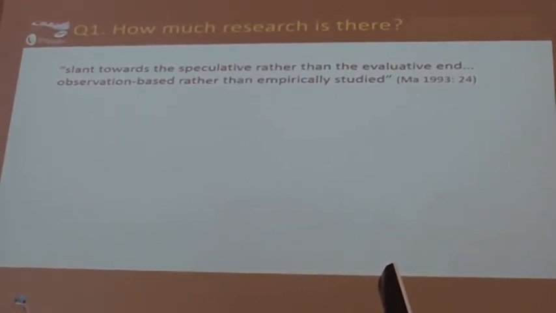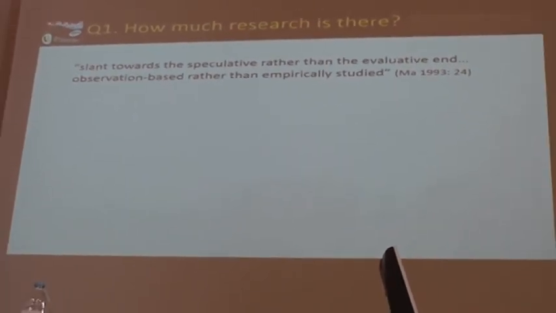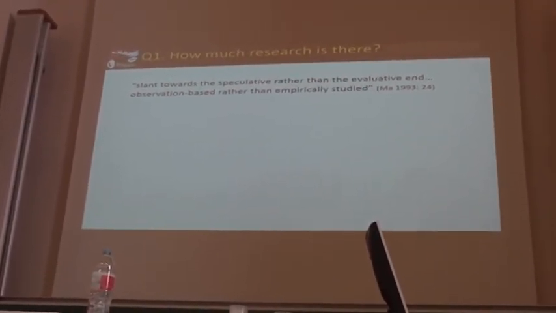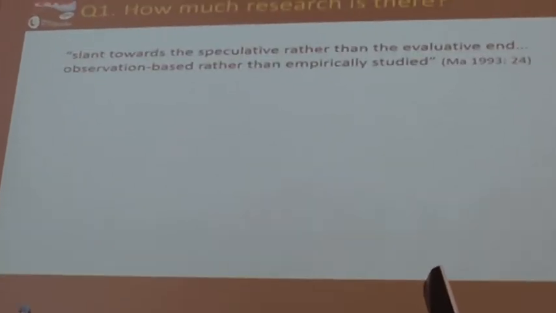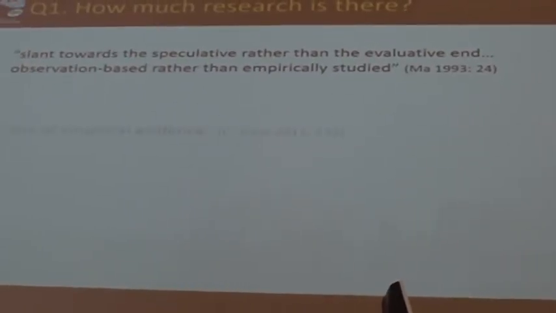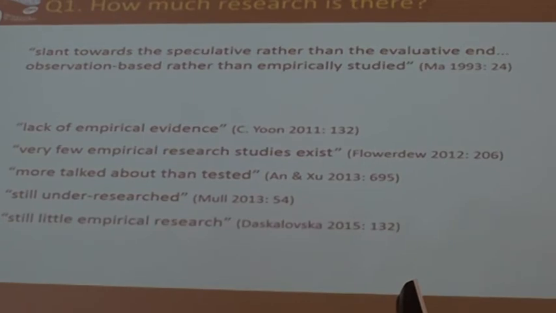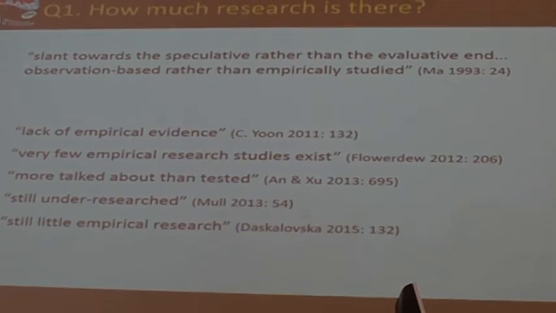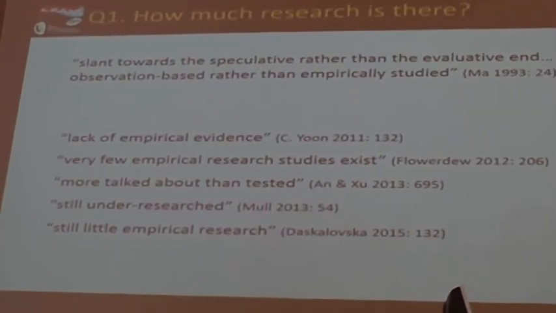And you commonly read people saying things like there isn't much. If you read this paper by Mair, there's a slant towards a speculative rather than evaluative end, observation-based rather than empirically studied. That was Mair's appreciation of data-driven learning. But it's back in 1993, so maybe since then there has been more research. So it's a bit worrying to still read, in 2011, 12, 13, 15, lack of empirical evidence, very few empirical research studies, more talked about than tested, still under-researched and still little empirical evidence. This is a field which is 20 plus years old, and people are still saying there's not much empirical research.